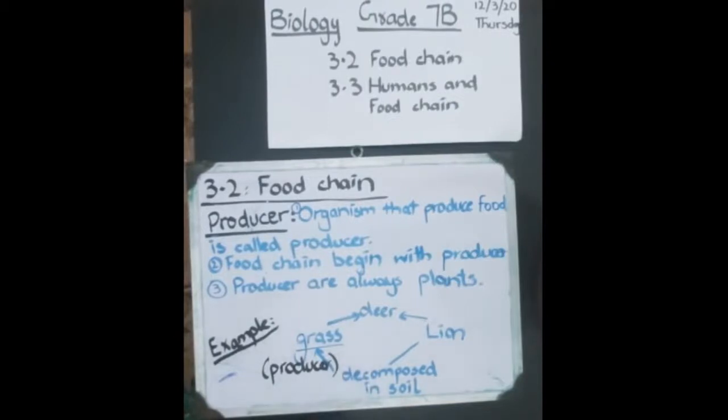Okay, I will repeat. Number 1 point, organisms that produce food are called producers. Number 2, food chain starts with producer. In this case, food chain will start from here. And number 3, producers are always plants. So in this example, our grass is our producer. Simple.